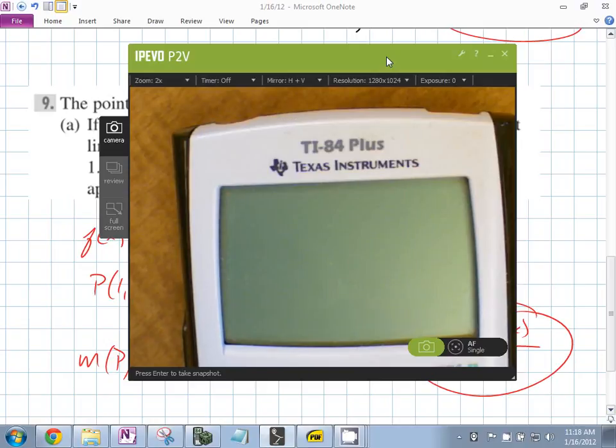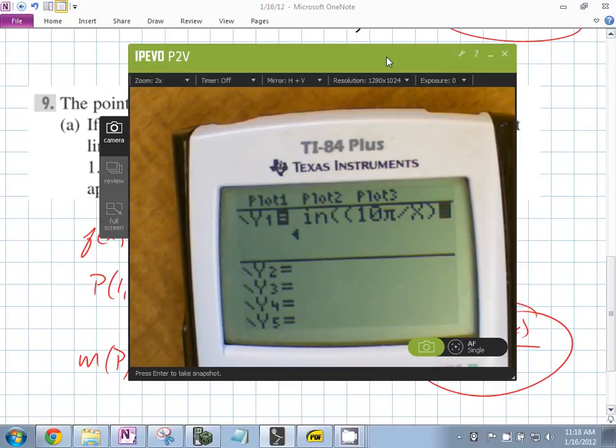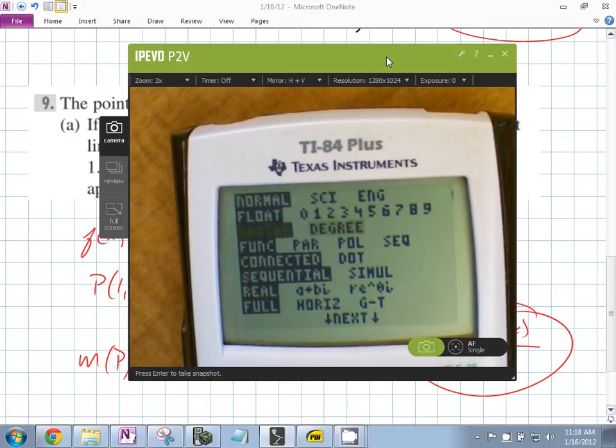Y equals, exactly. So we go to Y equals and clear this out. What was it? It was sine of what? Sine of 10 pi divided by x. By x, correct. And then we're dividing it by what? X minus 1, in parentheses. We have to make sure we have the proper parentheses. What mode should we be in? Radian. Always stay in radian unless you are specifically told otherwise.